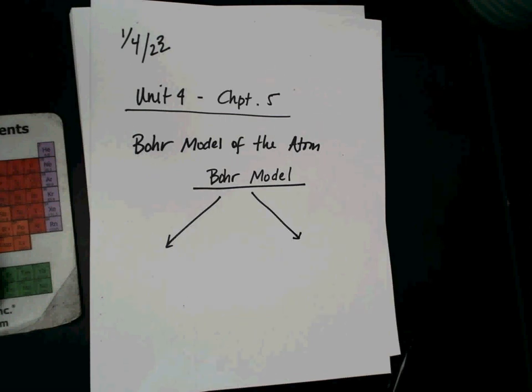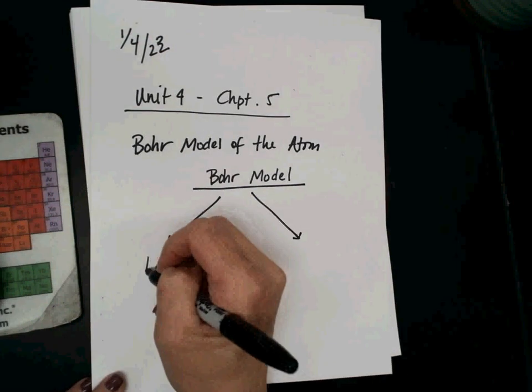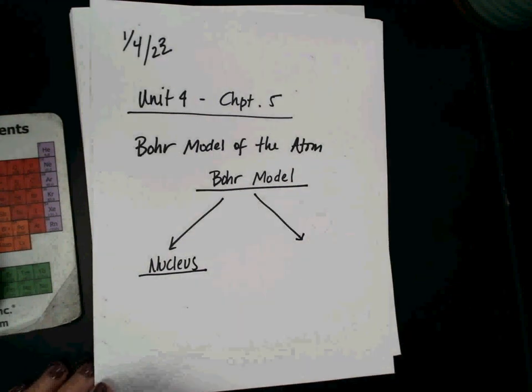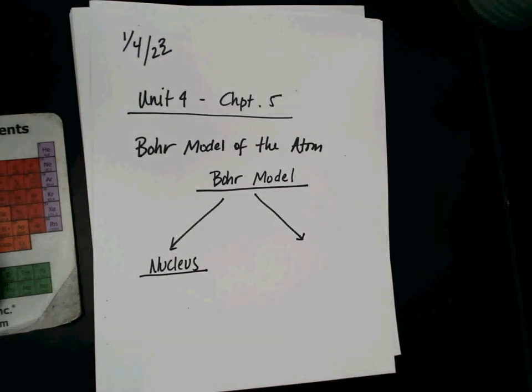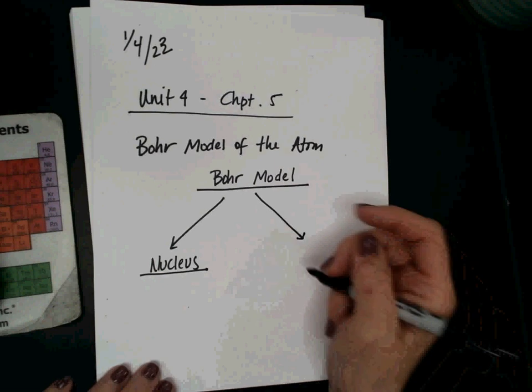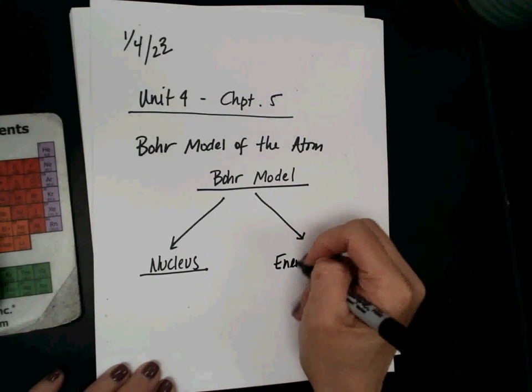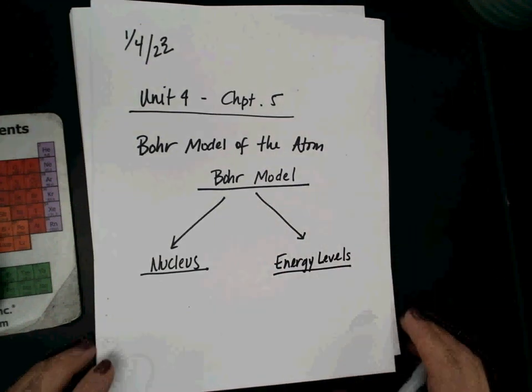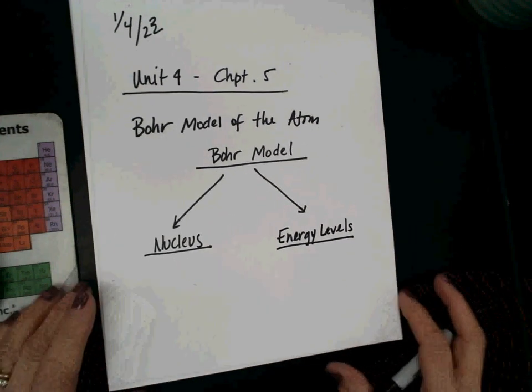You mean like not positive, negative? Nope, I don't want to know the particles. Think about where those things would be found. Okay, so one of them is the nucleus of the atom. And what do we talk about in that space that's outside of the nucleus? Energy levels. Good. So he broke it into those two things: energy levels and nucleus.